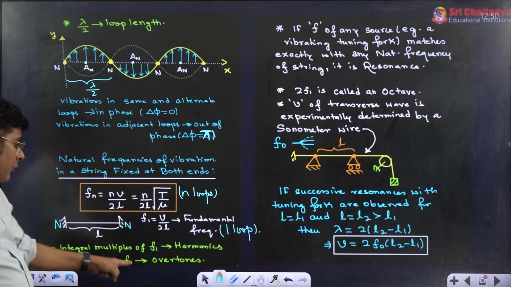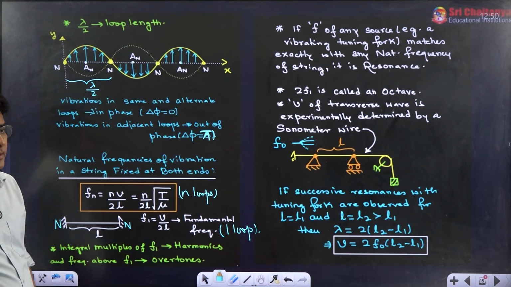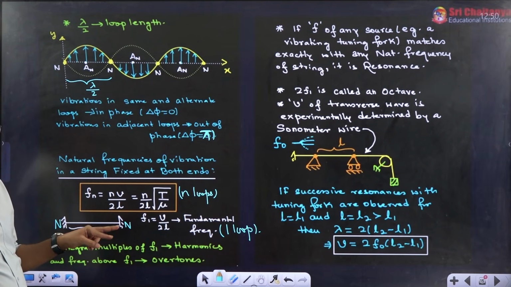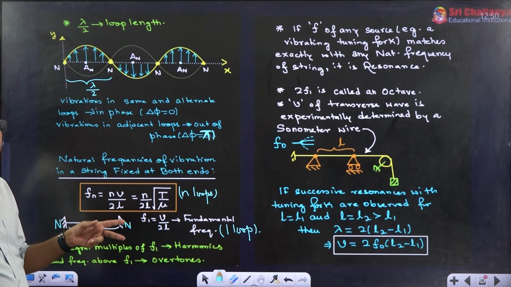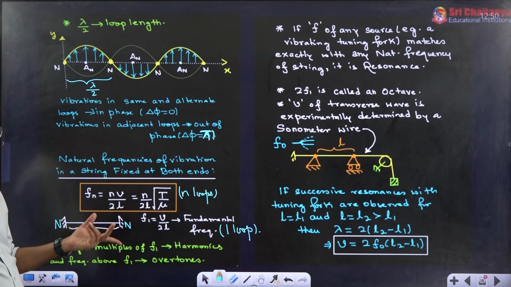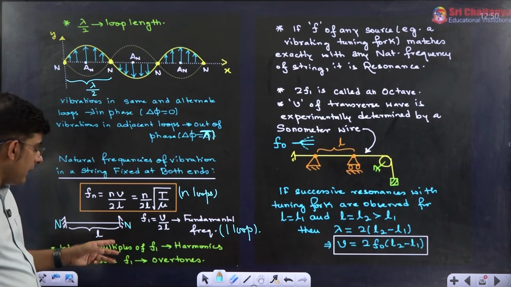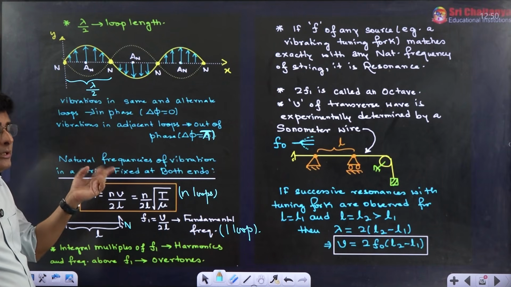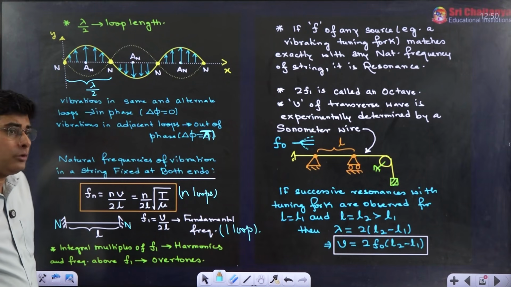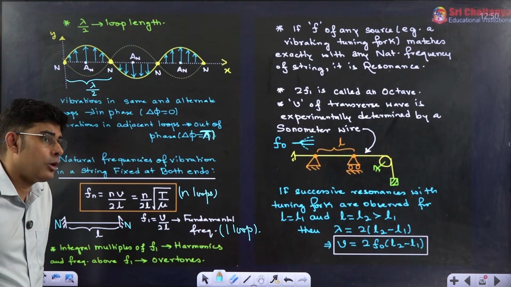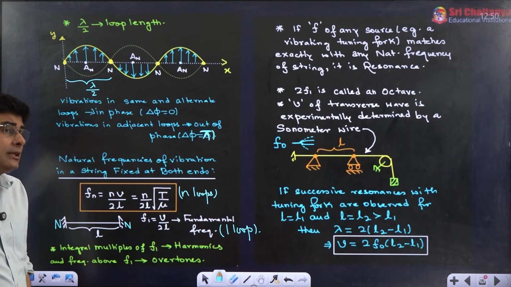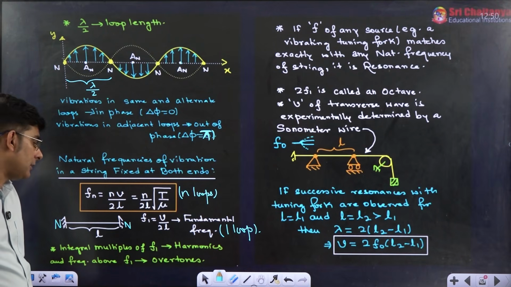But frequencies above F1 are called overtones. So suppose I take F2. F2 is the first overtone. 2F1 will be the second harmonic, but overtone-wise, when you are counting above the fundamental, you call them overtones. So the second frequency is always the first overtone. The third frequency is always the second overtone. The nth frequency is always the (n minus 1)th overtone.